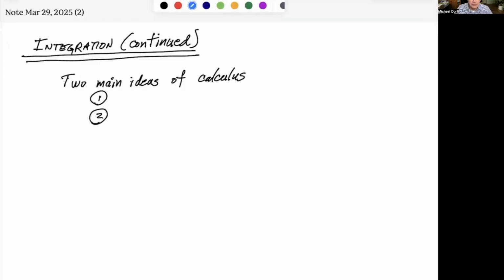Let's continue our discussion about integrals. Last time we mentioned there are two main ideas of calculus. The first idea is derivatives. And we've spent a good amount of the semester talking about derivatives. We talked about the definition of derivatives. We found some shortcut ways to use derivatives. We found some properties of derivatives, and we applied it to some examples. That's the first main idea of calculus. The second is integrals. And we were just starting to talk about integrals, and we're going to continue to do that today.